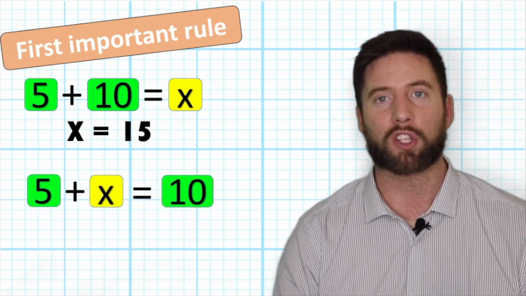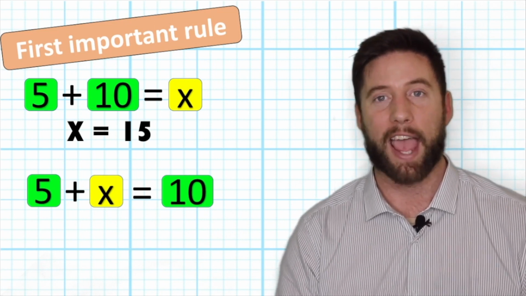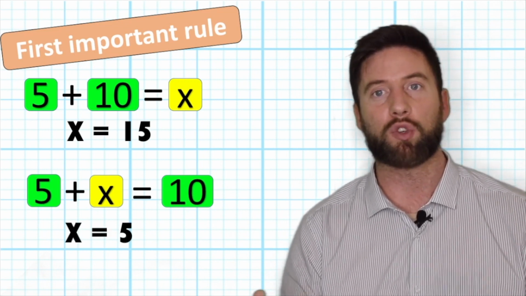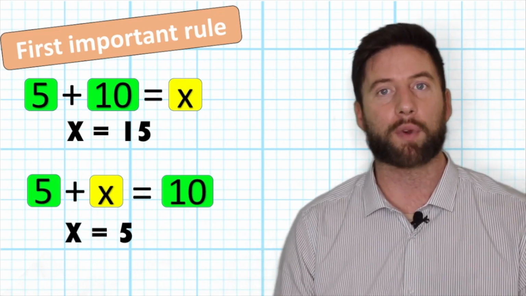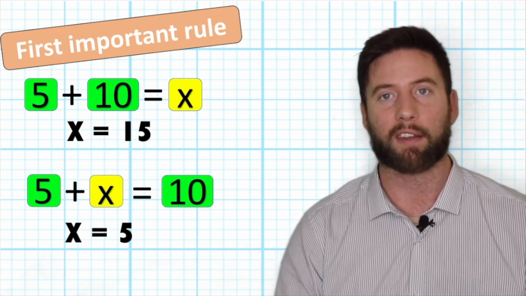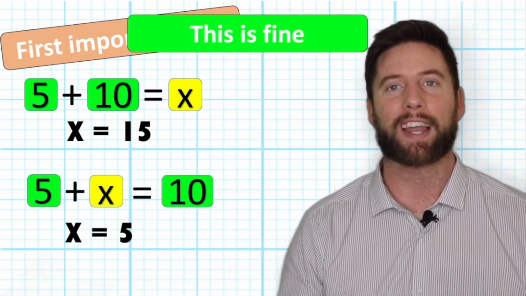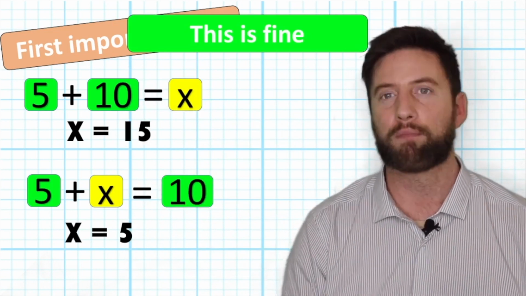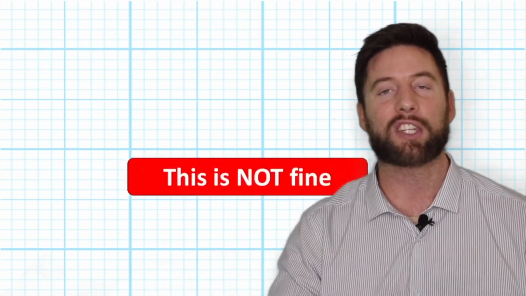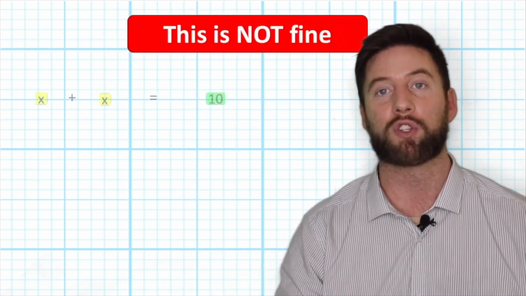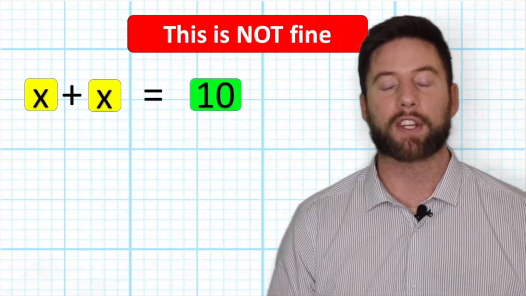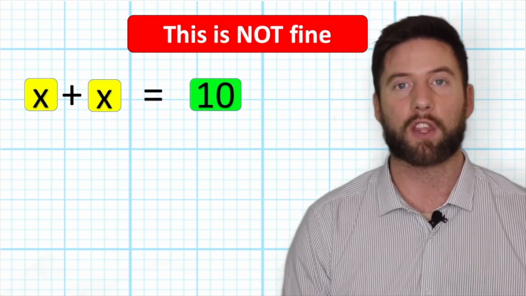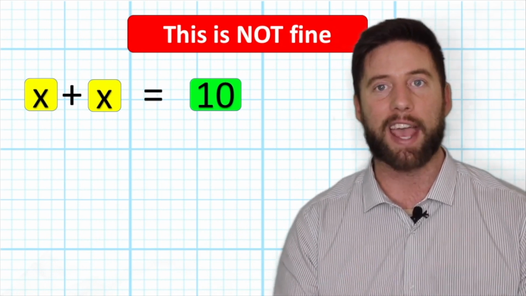For example, if someone asked us to solve 5 add X equals 10, the value of the X in this case is 5. Because in order for the 2 sides of this equation to be equal, 5 would have to add to another 5 to equal 10. So X or any other symbol can stand for different unknown values in different problems. That's fine. But what is not fine is letters cannot stand for different values in the same problem. For example, if we had the expression X add X equals 10, the equation is saying if we add X to X, we get 10.